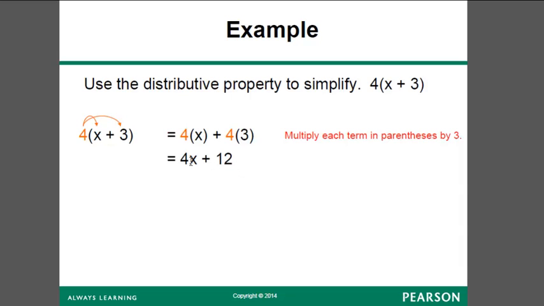This is all that I can do because this term has an x and this term does not. I cannot combine them. Please do not combine them. These are unlike terms at this point. They cannot be combined. So this would be my final answer. So let's look at some other examples.